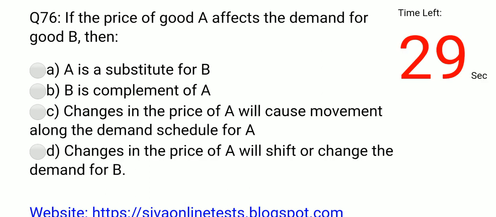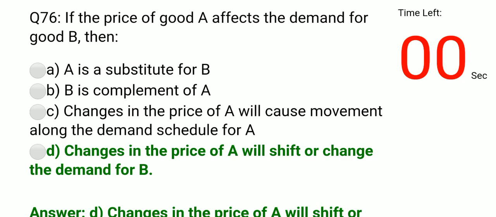Question 76. If the price of good A affects the demand for good B, then. Options. A. A is a substitute for B. B. B is complement of A. C. Changes in the price of A will cause movement along the demand schedule for A. D. Changes in the price of A will shift or change the demand for B. Answer. D. Changes in the price of A will shift or change the demand for B.